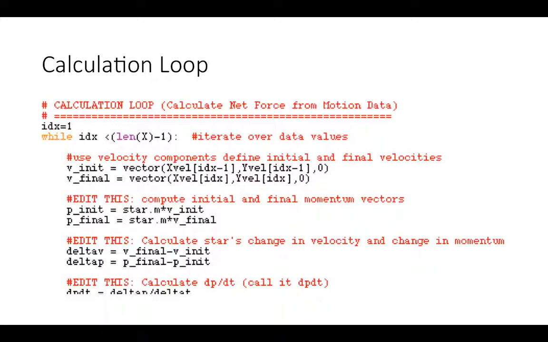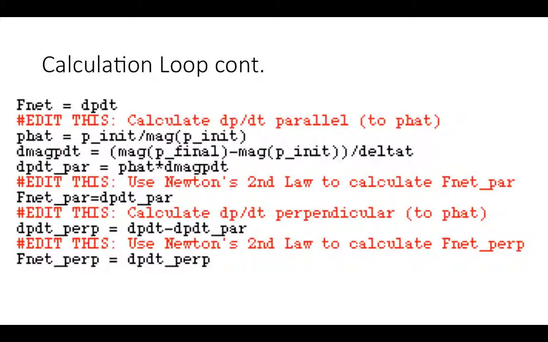used to find the initial velocity and the final velocity, and then these values were used to find the initial momentum and the final momentum. I then found the change in momentum and velocity. Next, I set the change in momentum over the change in time equal to F net, which is another form of Newton's second law. dp over dt parallel represents the change in magnitude and is set equal to the change in magnitude times p hat.